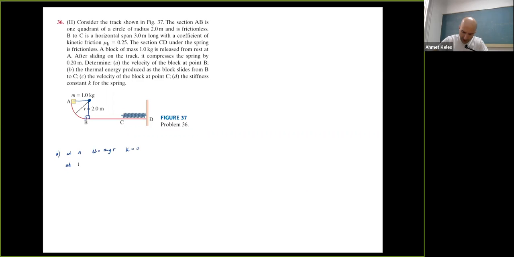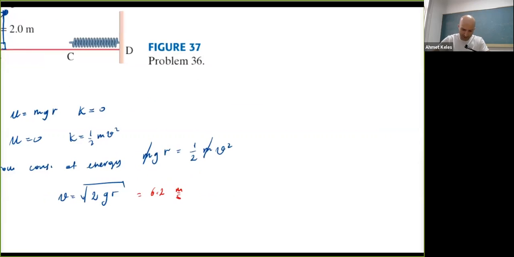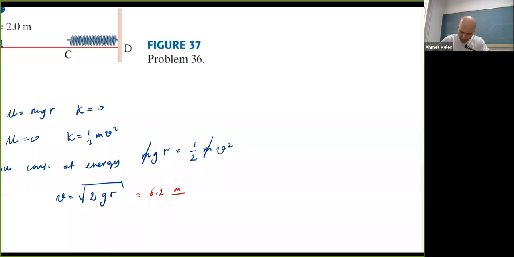Now I go to B, I have potential energy equal to 0. Kinetic energy, let's call it 1/2 mv squared. And from conservation of energy, I have mgR should be equal to 1/2 mv squared. Cancel the m's. v is equal to the square root of 2gR. And if we put the numbers, let me write 6.2 meters per second for you to compare. I should compare with you because I don't want to get the wrong result. So I hope that's correct. This is meters per second.